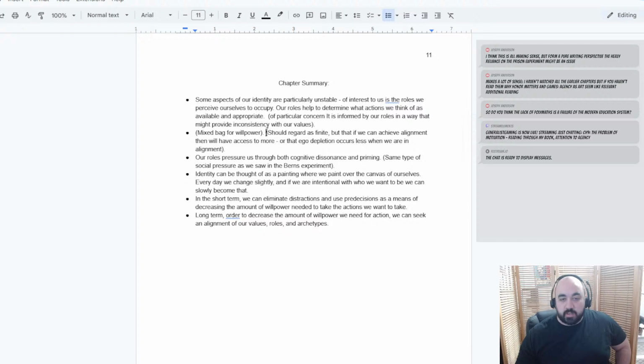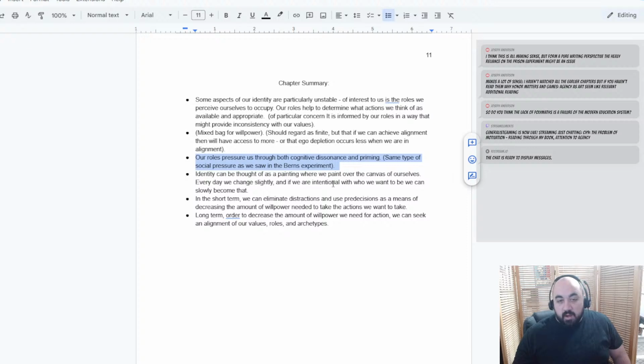This is kind of a jumble, which of course is why it's a parenthetical aside, but kind of the solution we came up with is looking at willpower as something that is maybe like infinite when you have alignment with your roles and this type of stuff, and is more finite when you don't have this alignment, such that producing alignment with your roles and identity becomes important. Our roles pressure us both through cognitive dissonance and priming. Same type of social pressure that we saw in the Burns experiment. Also distortion to some extent, but okay.